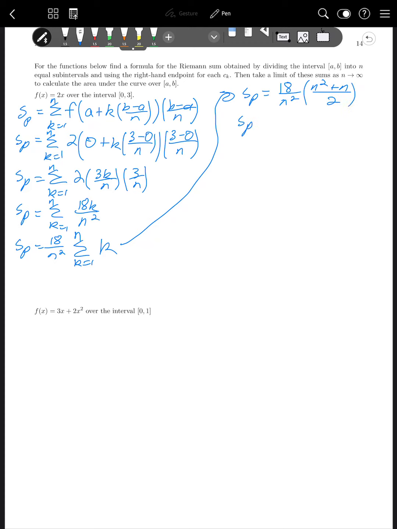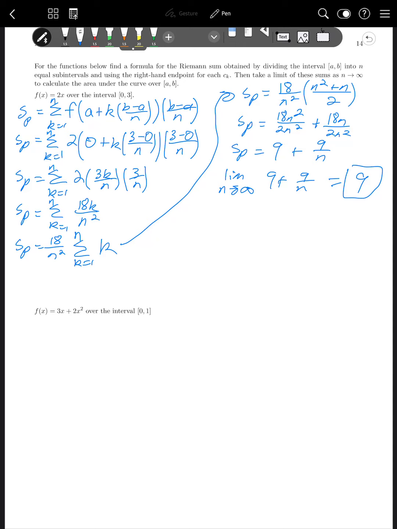Distribute, and you get S of p equals 18n squared over 2n squared plus 18n over 2n squared. Simplify, and that's S of p equals 9 plus 9 over n. Find the limit of that, and you just get 9.